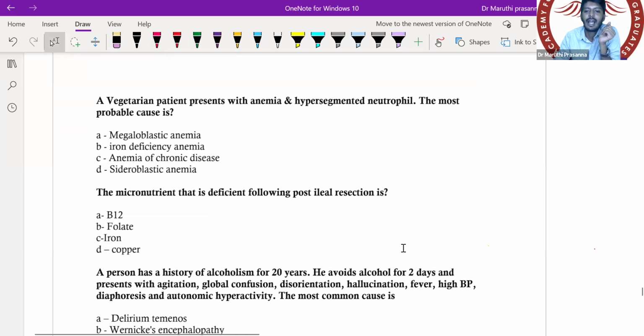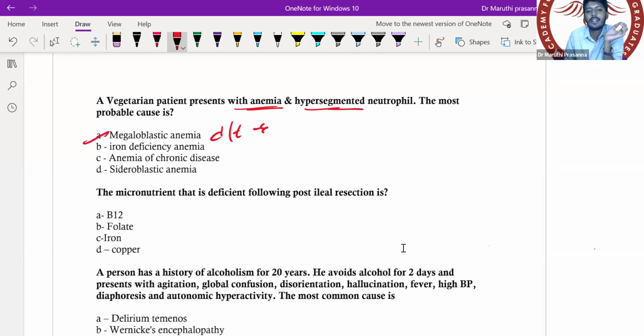A vegetarian presents with anemia and hypersegmented neutrophils. Listen carefully, he is a vegetarian. Okay, he is a vegetarian with anemia and hypersegmented neutrophils. It is a megaloblastic anemia caused by which deficiency? Usually in vegetarians, it is a deficiency of which one? B9 or B12 deficiency? B12 deficiency.